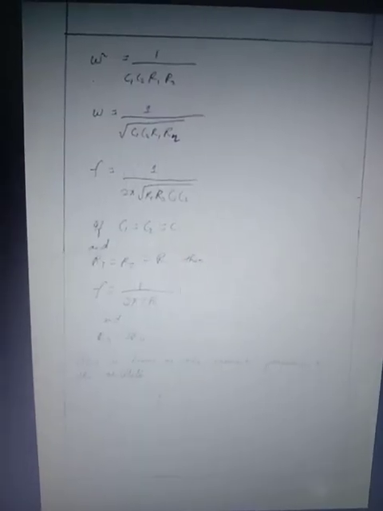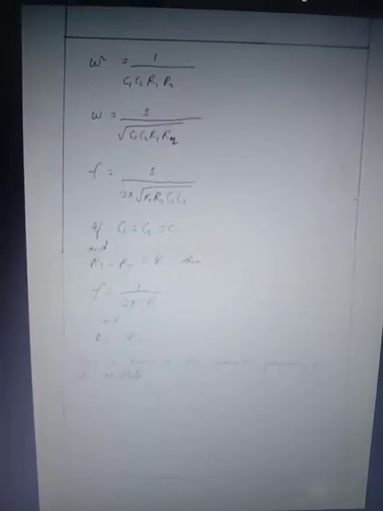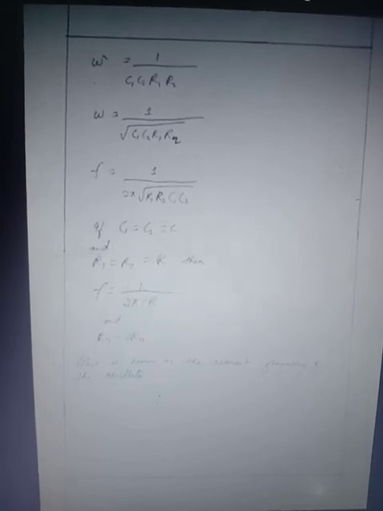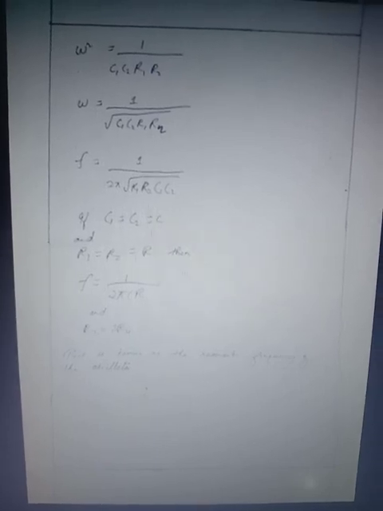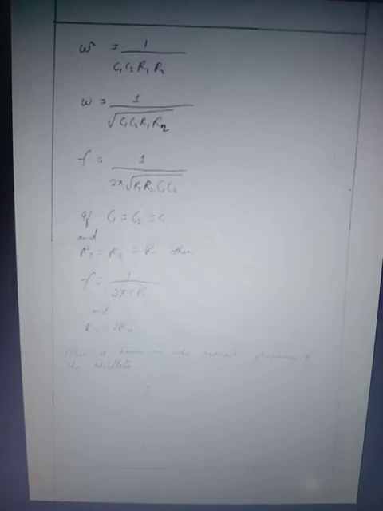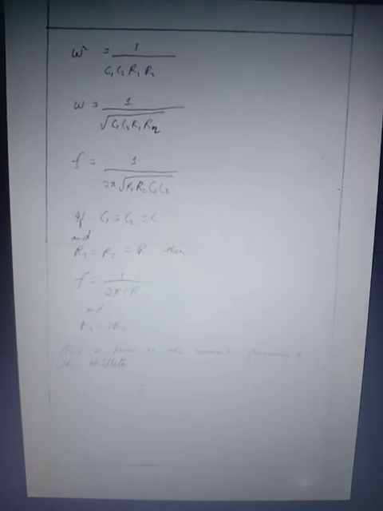Now omega square equal to 1 by C1 C2 R1 R2, omega equal to 1 by under root C1 C2 R1 R2, F equal to 1 by 2 pi root over R1 R2 C1 C2. If C1 equal to C2 equal to C and R1 equal to R2 equal to R, then F equal to 1 by 2 pi CR and R3 equal to 2R4. So this is known as resonance frequency of the oscillator.